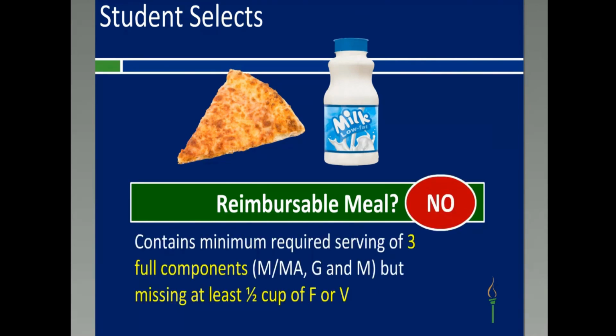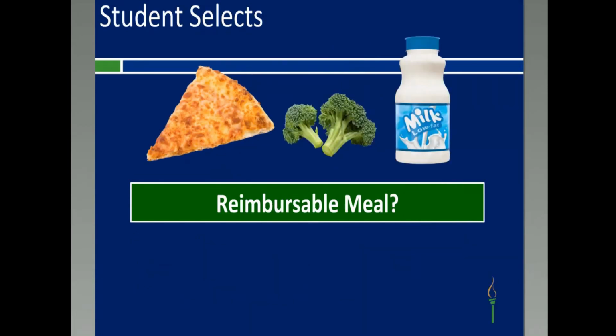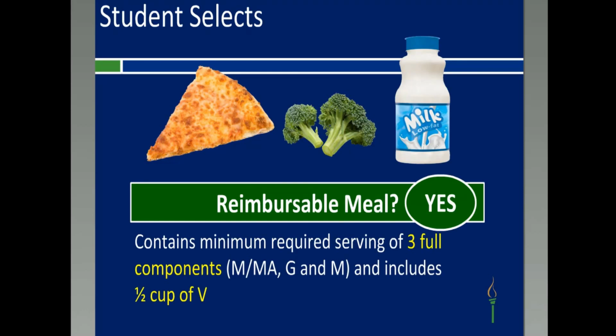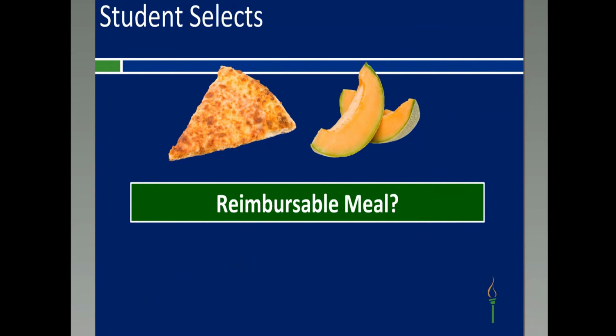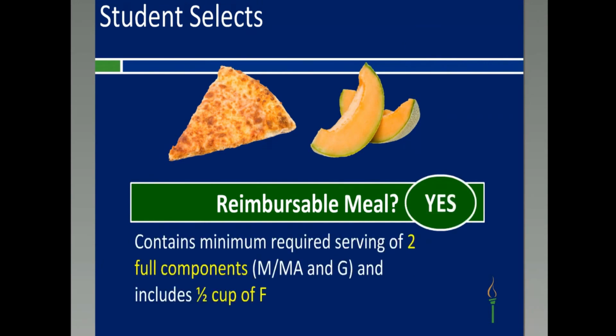If they select the pizza and the milk, it is not reimbursable because they are missing that half cup of fruit or vegetable. Here they added in the broccoli, and therefore they can claim this meal for reimbursement. Here, the student takes the fruit with the pizza, and it is reimbursable because the fruit is at the minimum half cup serving with the 2 other full components.